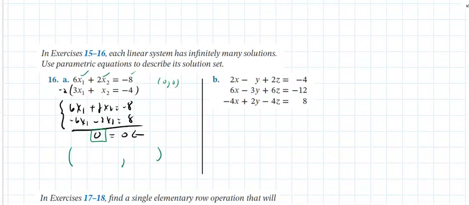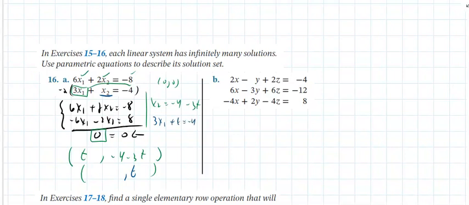And the way it works, let's say I picked x sub 1 to be t. You could use any letter. If I let this be t, wouldn't x sub 2 equal -4 minus 3t? And of course, you are welcome, if you want to, to call x sub 2 t. And if you call x sub 2 t, then 3x sub 1 plus t equals -4. Move that over and divide by 3. So that will be (-4 minus t) divided by 3.